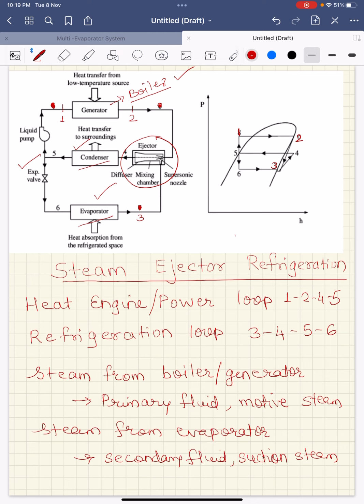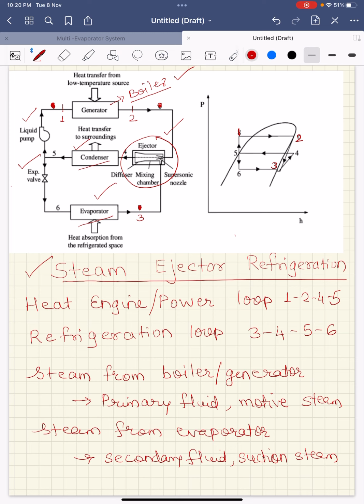Friends, let us discuss another refrigeration technology, namely the steam ejector refrigeration system. This system has a steam ejector, which is the core part of this system. Along with the steam ejector, the other components are the vapor generator, also called the boiler, the condenser, the evaporator, and to maintain the pressure difference, there is a liquid pump and an expansion valve. Now, all these components together create the cooling effect in the evaporator.